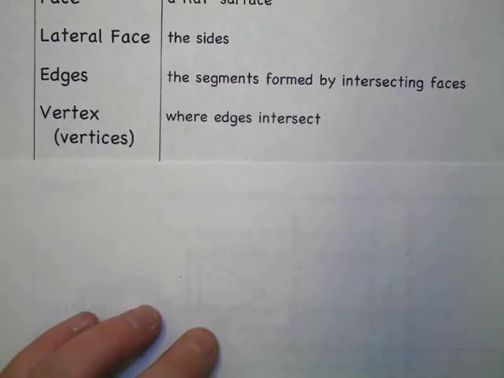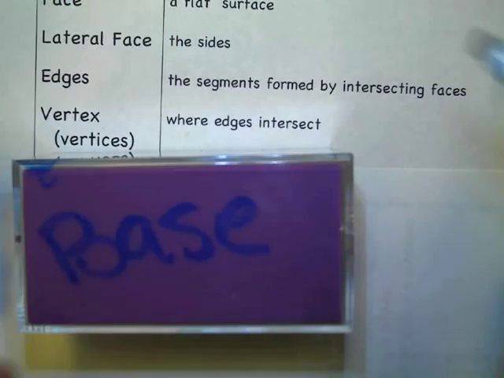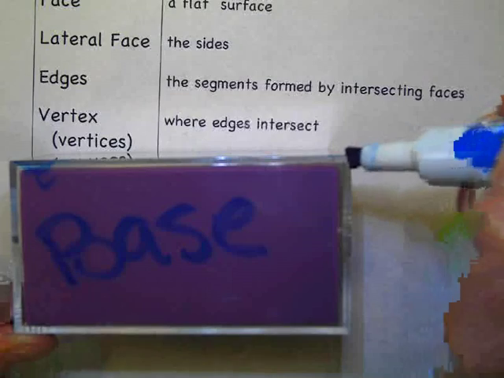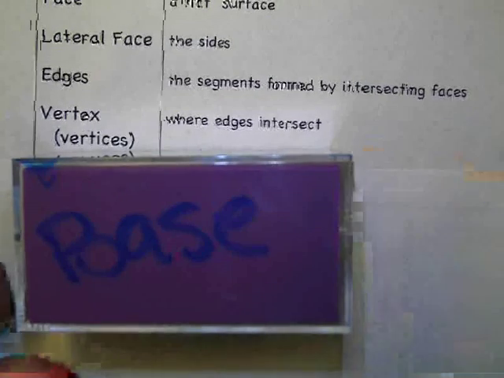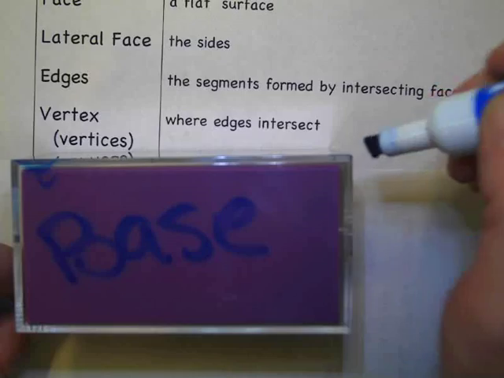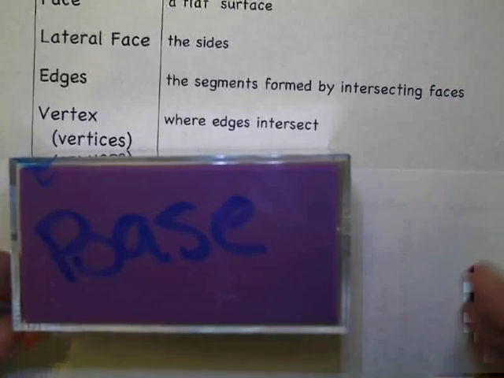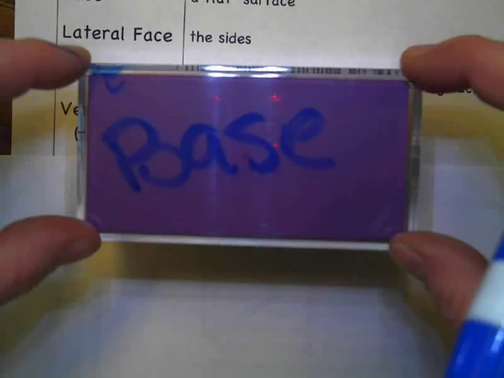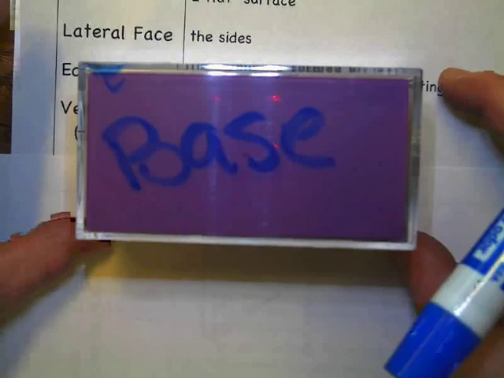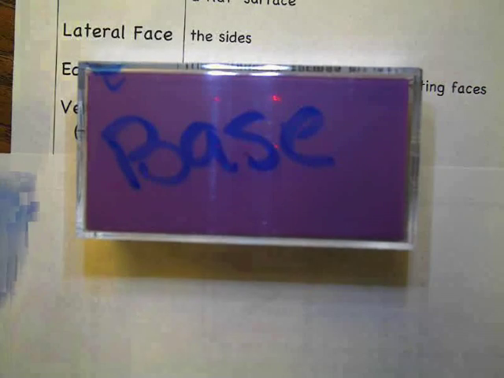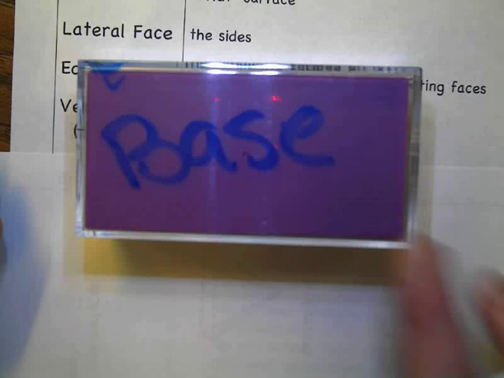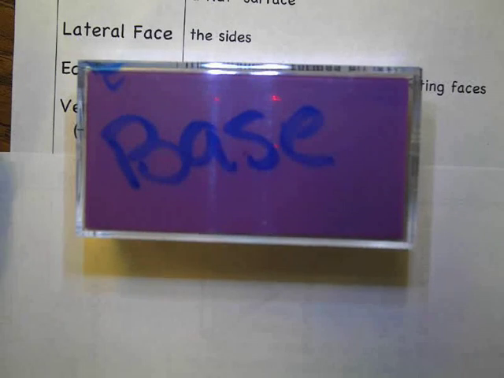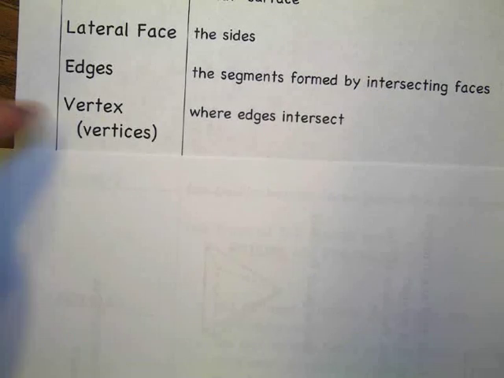Okay, a vertex is where the edges intersect. So I have an edge here, and I have an edge there. This point right here is the vertex. The vertex would also be known as the corners. You might want to write that down. The vertex is the same thing as a corner. So I have 4, 5, 6, 7, 8 corners, or 8 vertices on this prism. The plural for vertex is vertices. It's written right here.